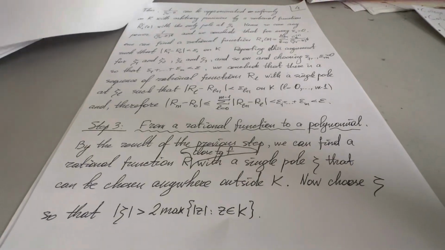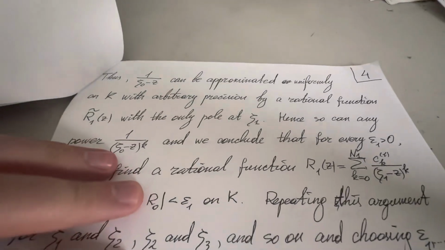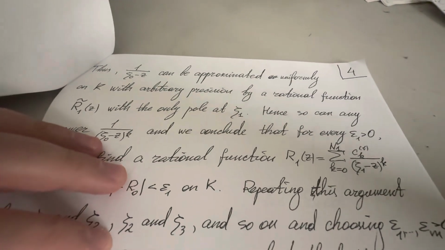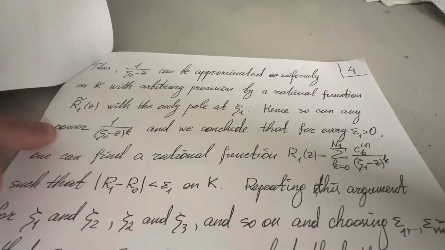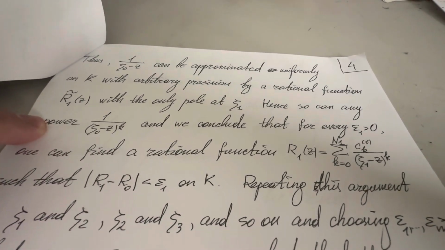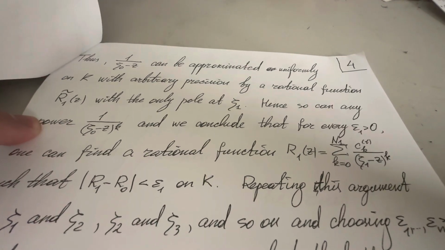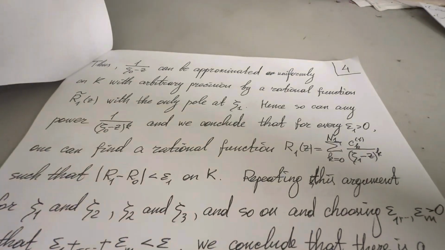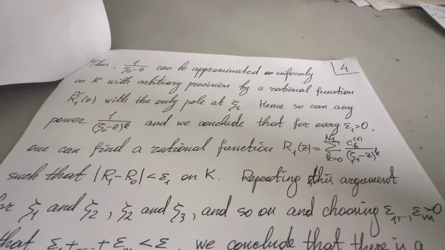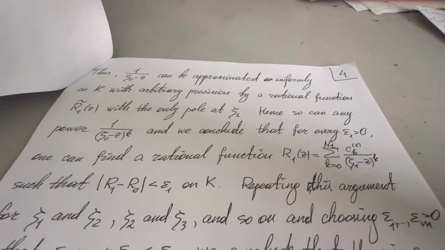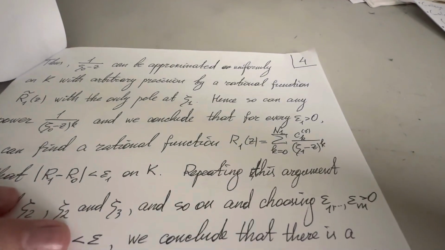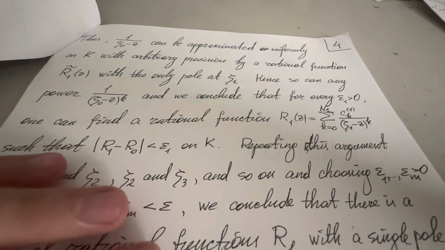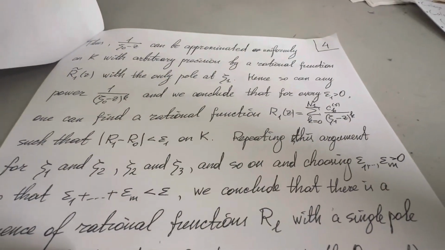All right, let's wrap this up. I think he's almost done. So 1 over zeta 0 minus z can be approximated uniformly on k with arbitrary precision by some rational function r1 tilde, with the only pole at zeta 1, hence so can any power given here. So we conclude that for any epsilon sub 1 positive, we can find a rational function given here, such that the difference between r1 and r0 is at most epsilon sub 1 on k.